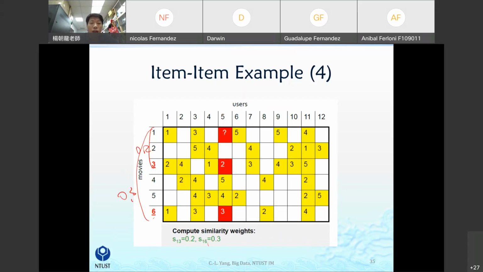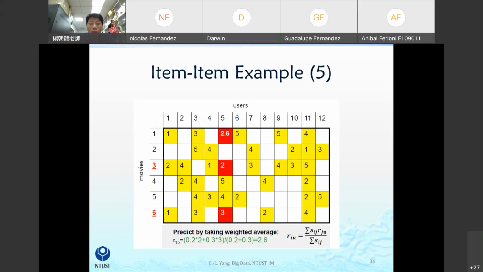So it's kind of a 6 is more similar. So we use this information as a weighting, and we consider all of them and provide some averages. I mean, a weighted average, then try to predict. This one is 2.6 for customer 5, if you want to rate number 1. Okay, so that's the idea. That's the idea. So we want to do this item prediction.